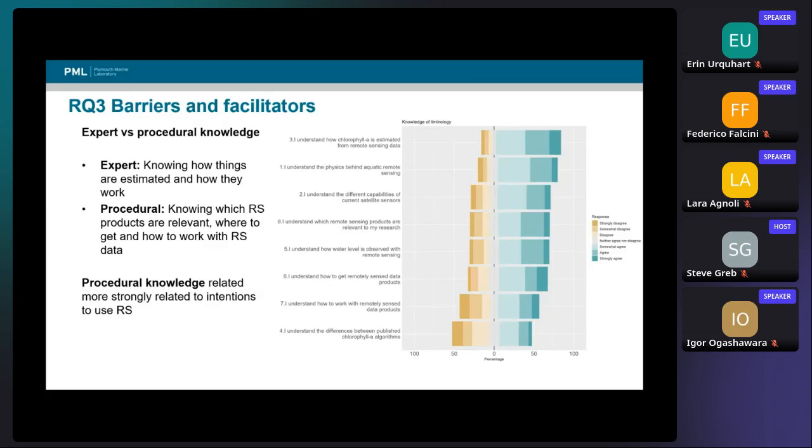Of these types of knowledge, it was the procedural knowledge that was most strongly related to intentions to use remote sensing products. And because there's quite a lot of variation in the procedural knowledge, so quite a few people felt that they were lacking, this gives us an opportunity because it tells us that providing this kind of information is going to be more likely to get people using remote sensing data.